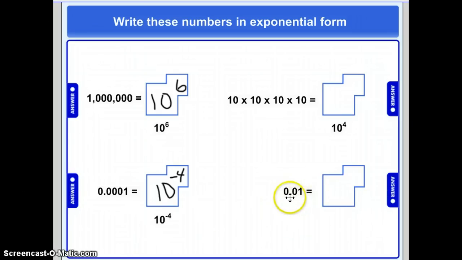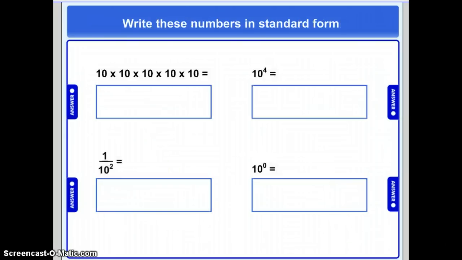Here we have tenths, hundredths. So we're going to have 10 to the negative 2 power, because we know that 10 to the second power is 100, and since we're dealing with the decimal in the hundredths place, we have to use the negative exponent. Alright, so moving on here, we're going to put these numbers in standard form.